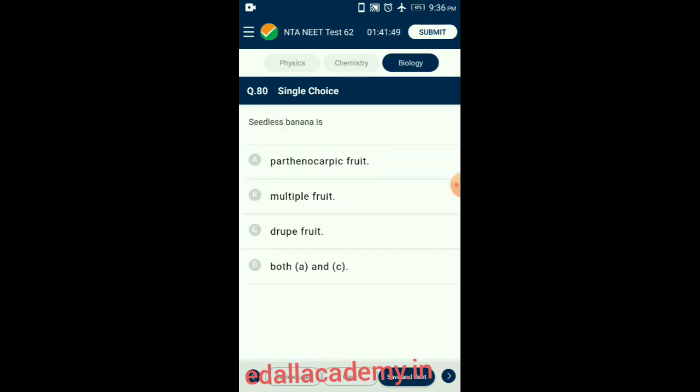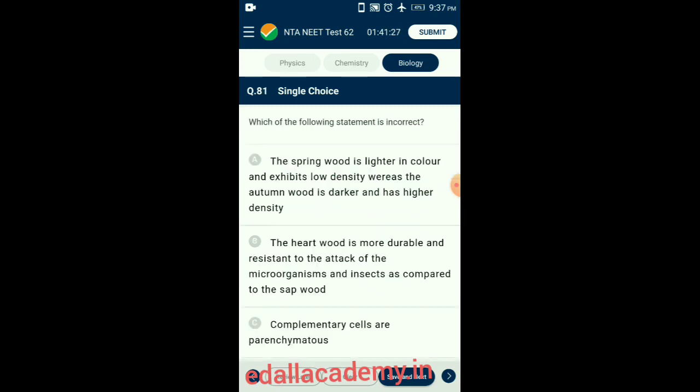Question number 80. Seedless banana is. Parthenocarpy is the phenomenon of formation of fruit without fertilization. Usually, these parthenocarpic fruits are seedless. Example: seedless banana, seedless grapes, seedless oranges. So the answer is option A, parthenocarpic fruit.